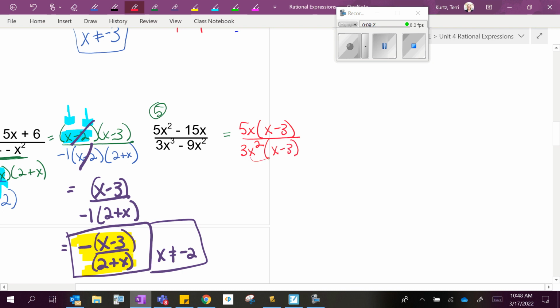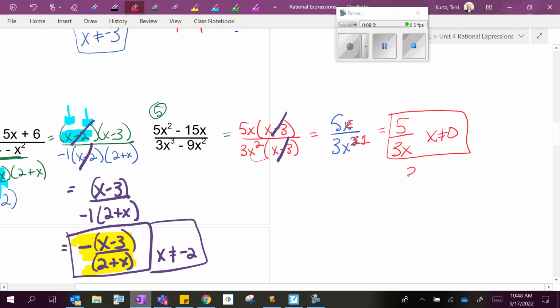So let's just make sure that, yep. So now my x minus 3's can cancel. And then when I look at this, I've got 5x over 3x squared. So actually I have 1 x on the top, 2 on the bottom. So this one can actually cancel with one of those. My final answer is 5 over 3x. And my restriction would be x cannot equal 0, right? Because if I set 3x equals 0, x cannot equal 0.